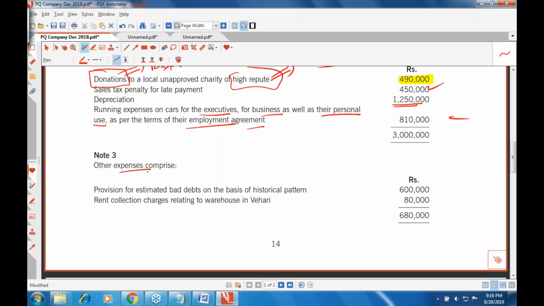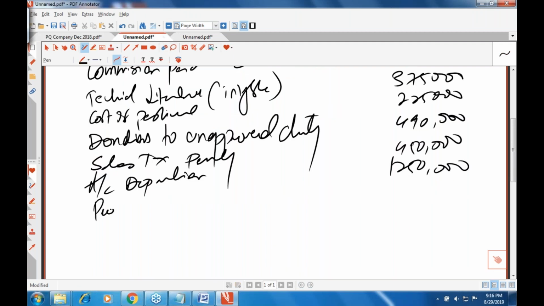Next, it says other expenses comprise provision for estimated bad debts on the basis of historical pattern, 600,000. So I did discuss earlier also that provision for bad debt is not allowed. So the 600,000, which is the provision for bad debt, needs to be added back.